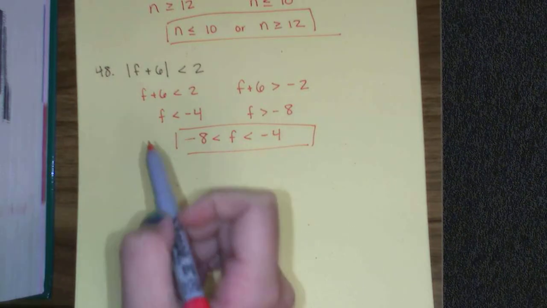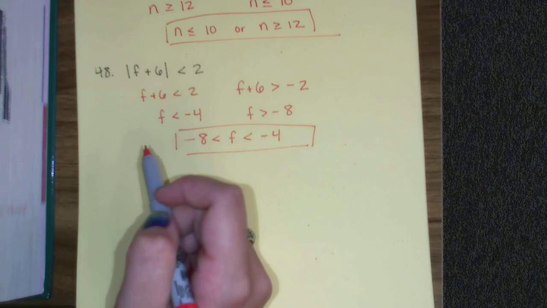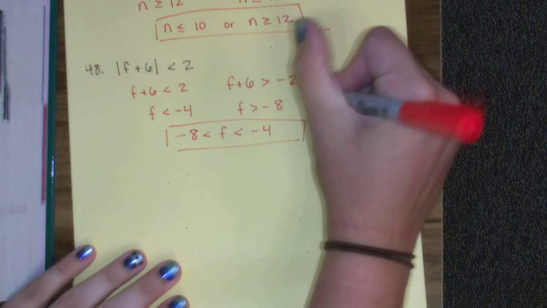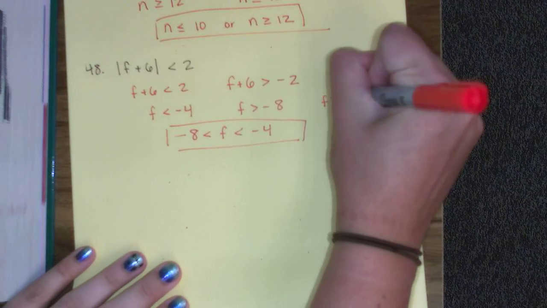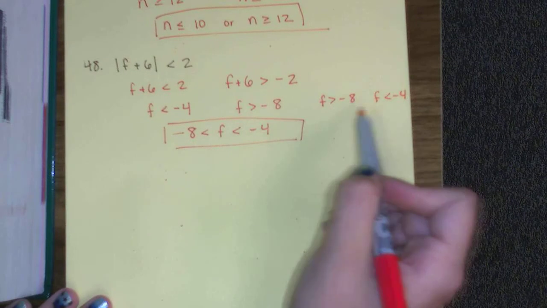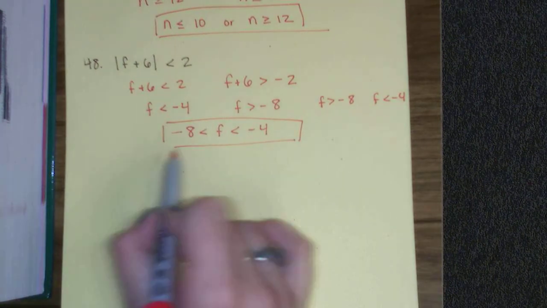So I just read it and see where it makes sense. I just realized that f is less than negative 4, and then the other one is that it's greater than negative 8. So the way I would rewrite it first is that f is greater than negative 8, and then f is less than negative 4. Then I would see that it's between those two, is how I like to think about it, and then you can combine them together.